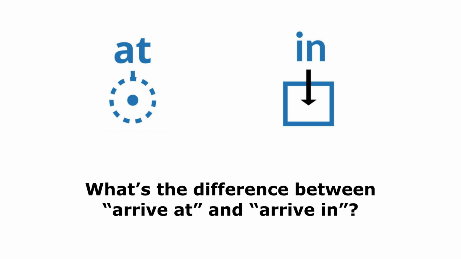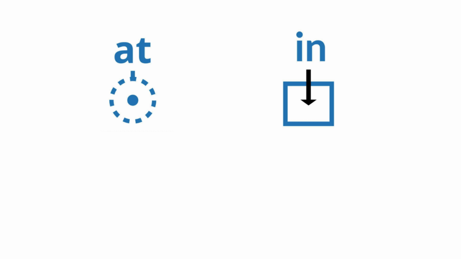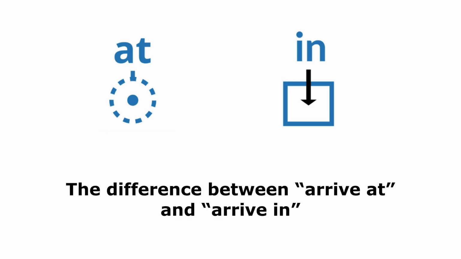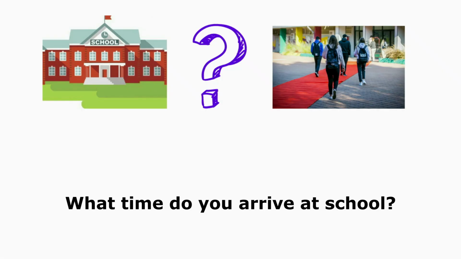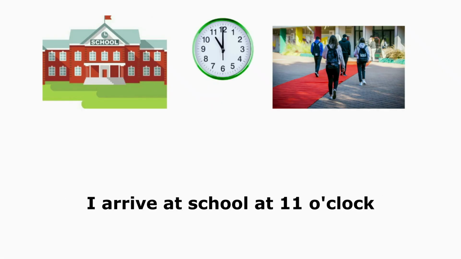Arrive at. Point. Arrive in. Area. Airport. Passport. What's the difference between arrive at and arrive in? The difference between arrive at and arrive in is that we arrive at a point, whereas we arrive in an area. What time do you arrive at school? I arrive at school at 11 o'clock.